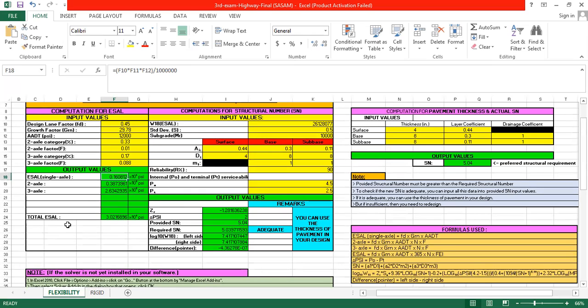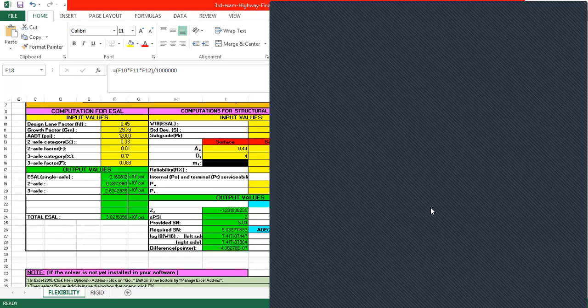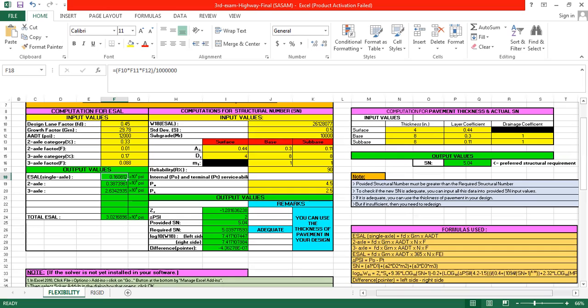So all in all, the total ESAL would be 3.02316896. And let's check if that's true. So yes, the answer is correct. So it can be seen that the contribution of passenger cars to the ESAL is negligible. Alright, so let's move on to the computation for pavement thickness and actual SN.